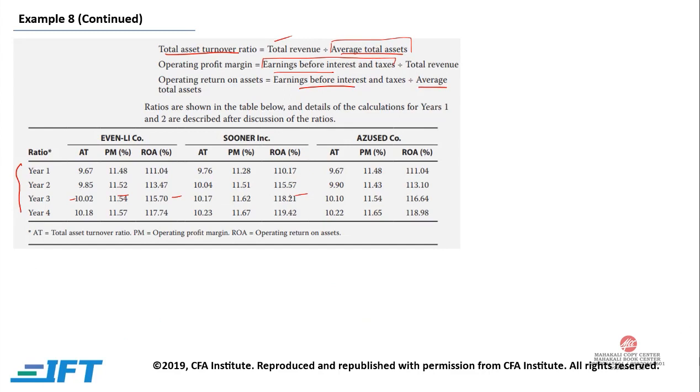And as you can see, the return on asset of sooner actually starts to go up because the depreciation amount starts to go down. And also your profit margin is increasing because again the depreciation is lower.